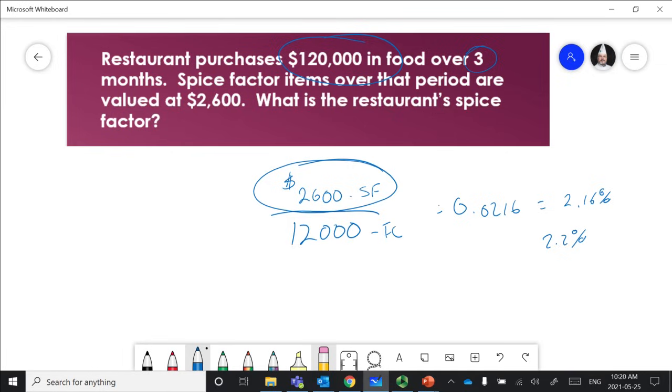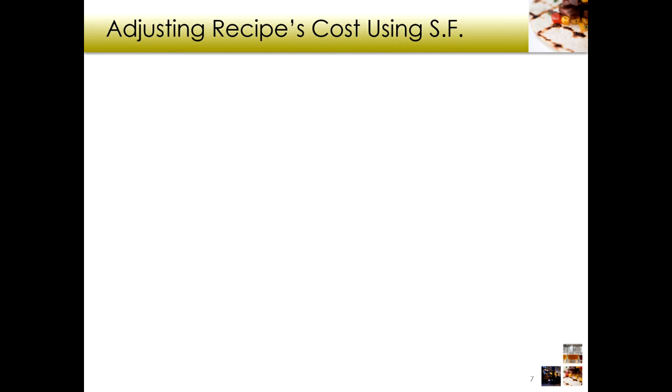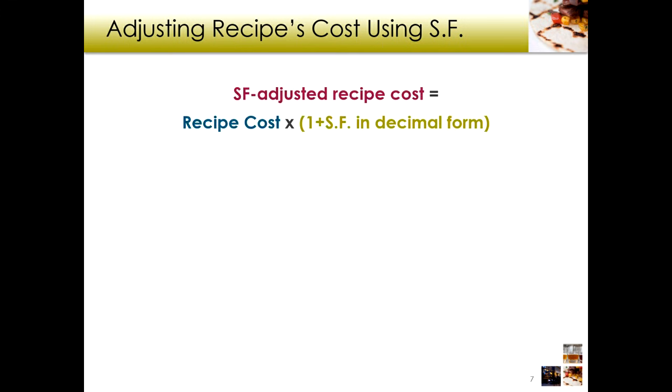Okay. Once we've got that percentage, how do we apply this to our actual recipe or our portion cost? Well, we're going to figure it out by taking our recipe cost and multiplying times 1 plus our spice factor in decimal form. In other words, we're going to add 100% to our percentage we calculated. In the last example, we had 2.2%. So we could go 102.2% and multiply that times our recipe cost to get our total cost. And I'll show you an example coming up here, right?